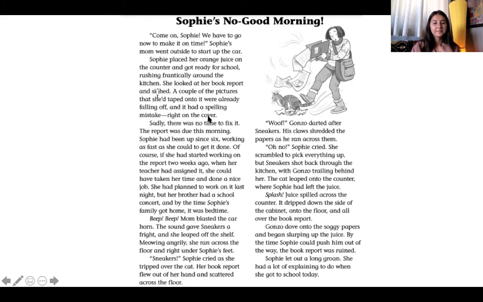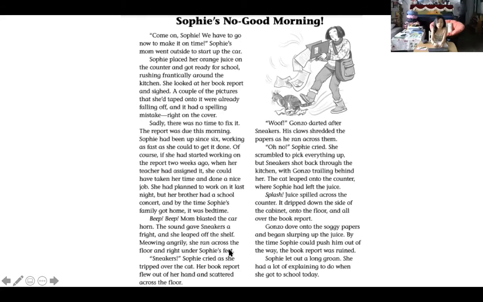Come on, Sophie! We've got to go now to make it on time. Sophie's mom went outside to start up the car. Sophie placed her orange juice on the counter and got ready for school, rushing frantically around the kitchen. She looked at her book report and sighed. A couple of the pictures that she taped onto it were already falling off, and it had a spelling mistake right on the cover.